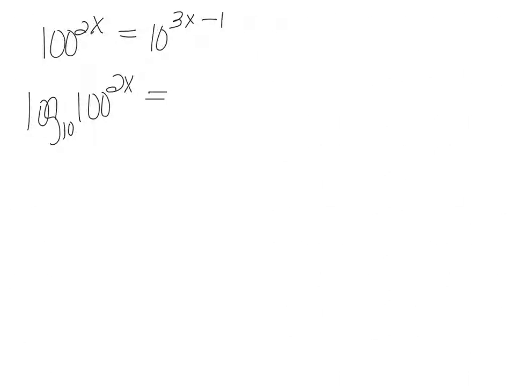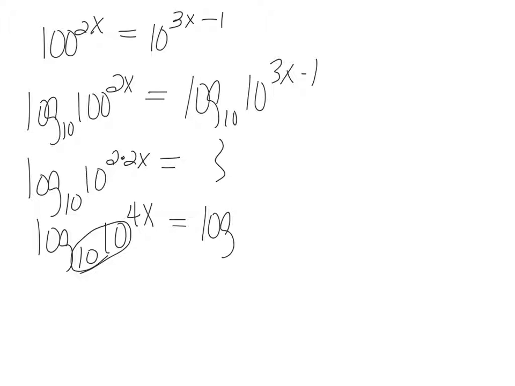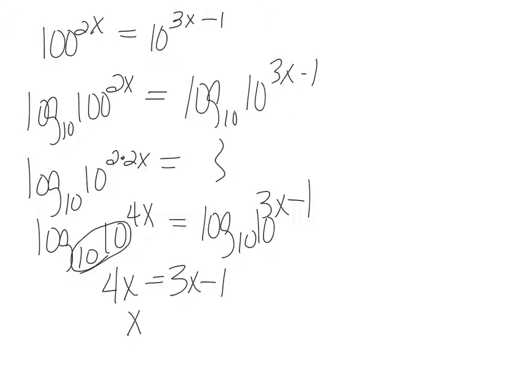I have 100 to the 2x equals 10 to the 3x minus 1. So I can take the log of both sides but it doesn't really help me on this left side, except I can change it to 10 squared. I'm doing way more steps than I normally would, right? So now these match. And that's really important. I need those to match. So this is log base 10 of 10 to the 3x minus 1. Log base 10, 3x minus 1. So now I can say that 4x equals 3x minus 1. Subtract 3x from both sides. X equals negative 1. Sort of fun.